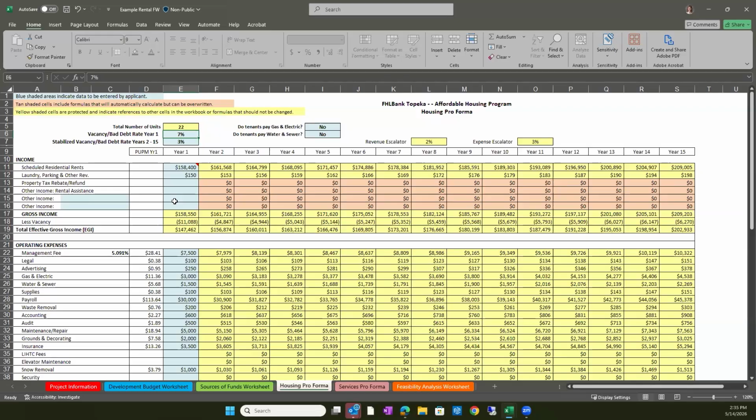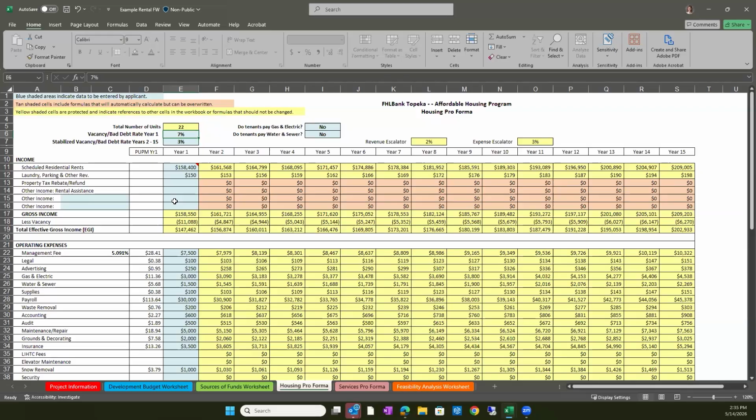The housing pro forma is a 15-year projection of the expected income and expenses for your project. Our rental projects are subject to a 15-year retention period for the AHP program. During that time, we'll be making sure that the project remains affordable for the tenants that are living there in that 15-year period. So this pro forma is used to ensure that the project remains viable throughout that entire 15-year period. So that's why our pro formas are 15 years specifically.